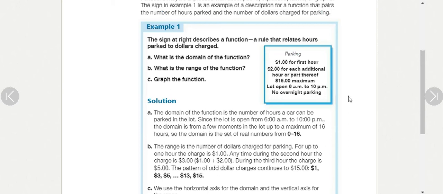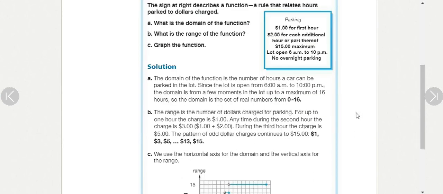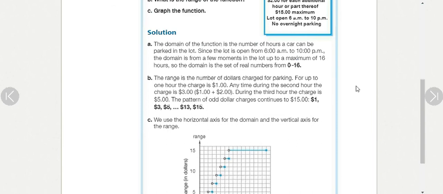You don't want to park there for an hour one day and get charged $10, and then tomorrow park there for the same amount of time, the same domain, 1 hour, and get charged $20. You can't rely on that. It needs a consistent rule. So the range is the amount of money you spend on that x, that time.